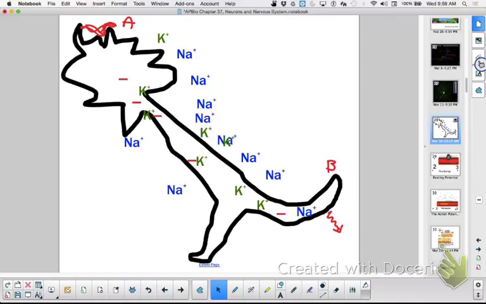A different gate is the sodium gates and the potassium gates. Those are different than the sodium potassium pump. Okay? Those are triggered by an action potential and then quickly restored. It would be like this.